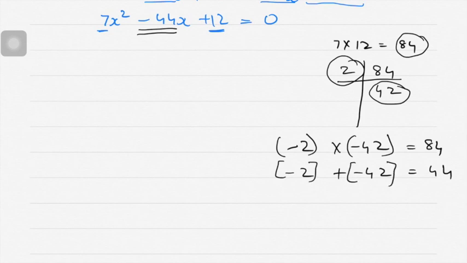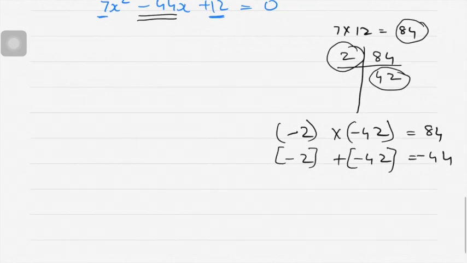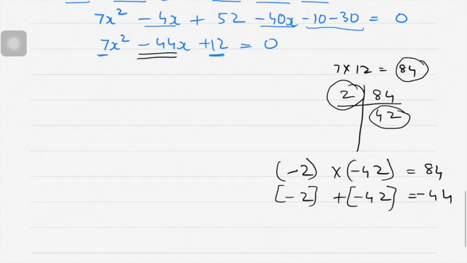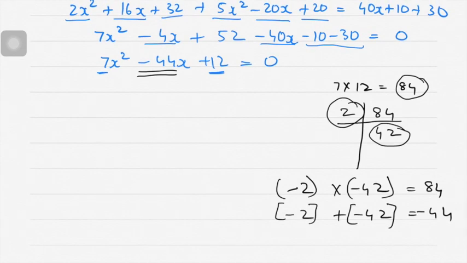Okay, and when I add minus 2 and minus 42, again my answer will become minus 44, because minus 42 minus 2 is minus 44, correct? So my numbers are minus 42 and minus 2. Then only when you multiply it, it becomes plus 84. When you add or subtract it, it's one and the same thing, okay? Then it is minus 44.